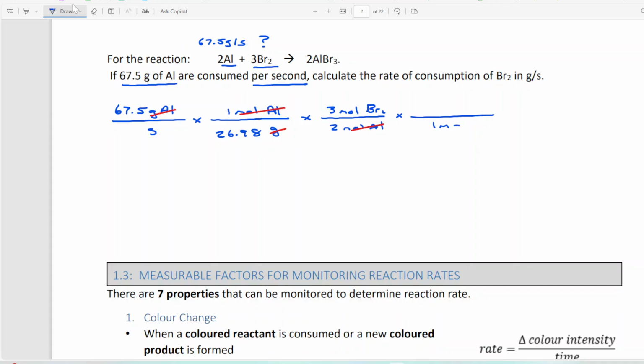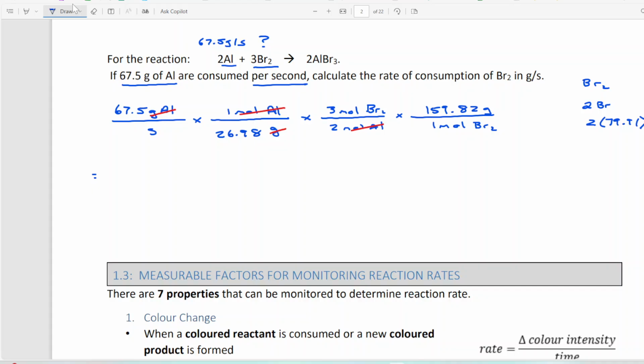So we are going to use our molar mass to say that 1 mole of bromide weighs how much? Well, bromide is made of 2 bromines, because it's diatomic. Each bromine weighs 79.91. So we're looking at atomic number 35. So 79.91. And so the molar mass of bromide, because it's diatomic, is 79.91 times 2, which gives you 159.82 grams.